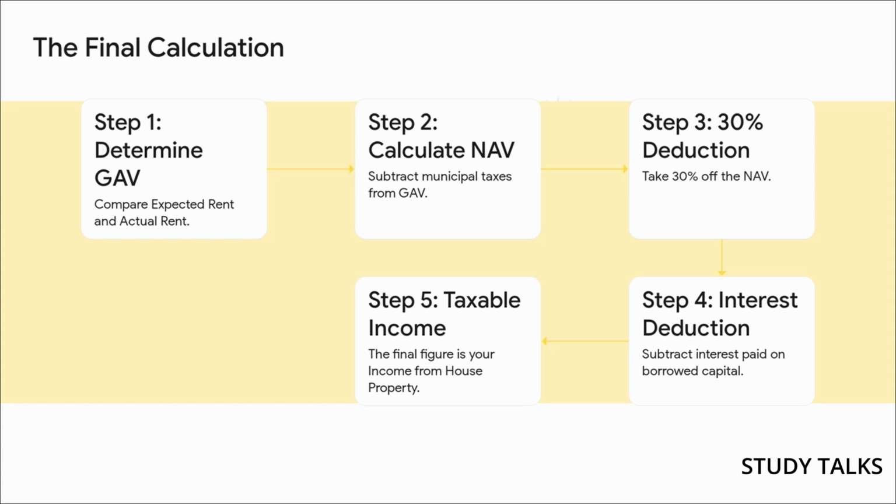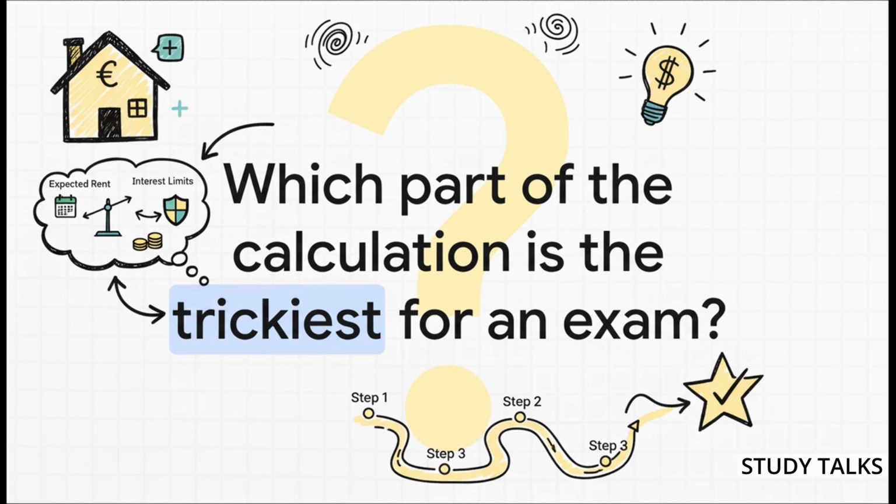Step 1, find your GAV. Step 2, subtract municipal taxes to get your NAV. Step 3, slash 30% off for the standard deduction. Step 4, subtract the home loan interest. And step 5, whatever's left at the bottom, that's it. That's your taxable income from house property. And just like that, you know how to calculate income from house property.